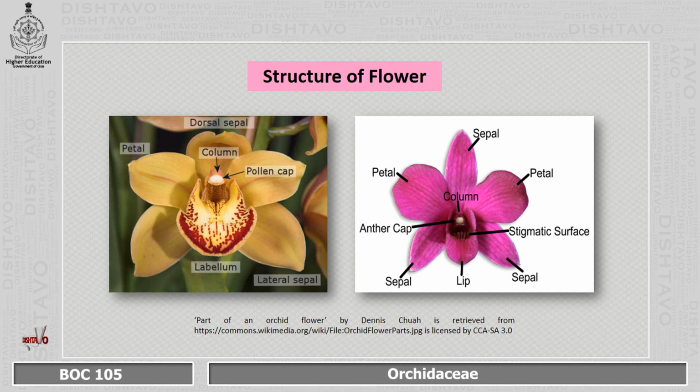Here is the detailed structure of the flower. In both the flowers you can see the inner whorl made of petals and the outer whorl made of sepals. With respect to the petals, which are 3 in number, 2 are called the lateral petals, which are on the sides, and the larger, showy one is called the labellum or the lip.